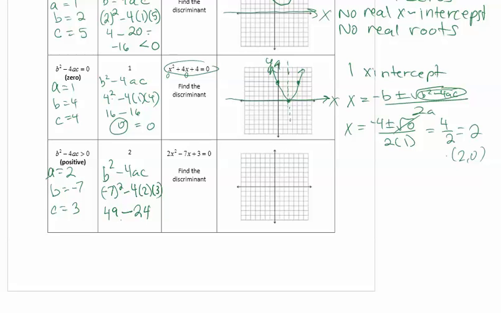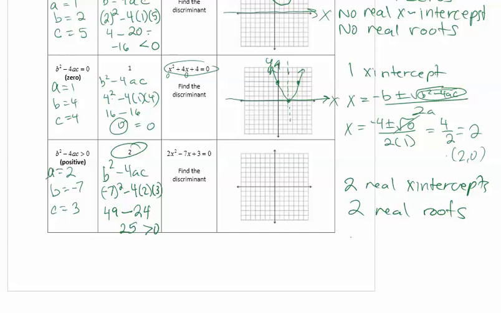So in this case, 49 minus 24 is going to be, I think, 25. No, yeah, 25. Okay, so in that case, this is greater than 0. So this means that I have 2 x-intercepts. Okay, so I have 2 real x-intercepts, or 2 real roots. Okay, so in this case, I could actually go ahead and graph those.